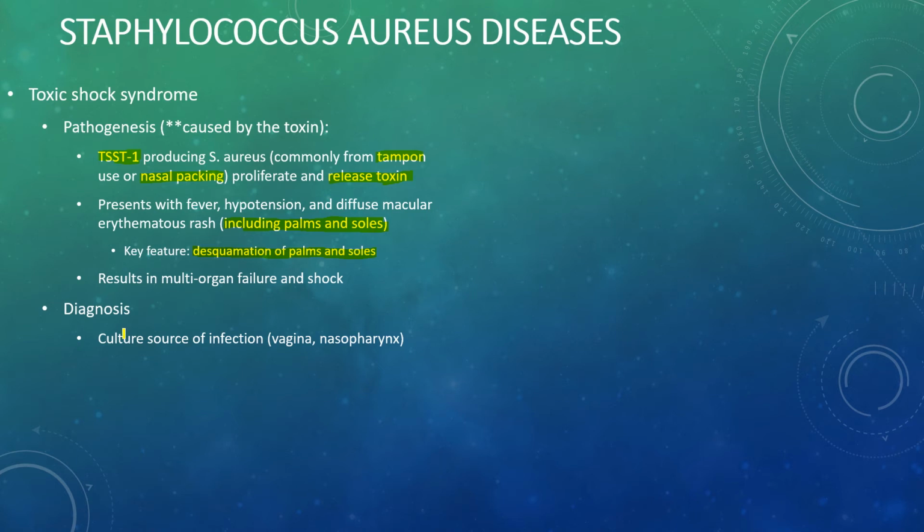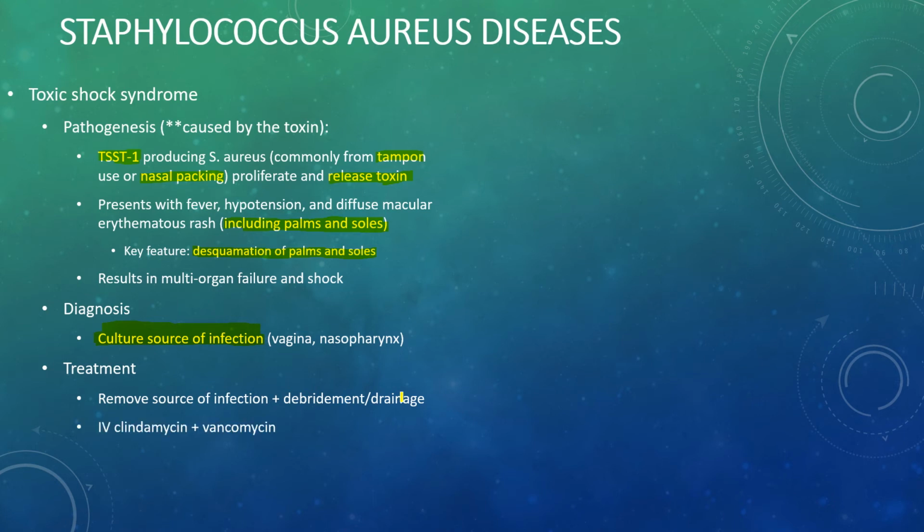Diagnosis: you need to culture the source of the infection. Remember, the source is the nasal packing or the tampon, so you need to culture whatever the source of the infection was. All right, very, very important. And the treatment: remove the source of the infection and debride or drain the area. So say we have the nasal packing, we want to remove that immediately and debride and drain that area so we don't make it get worse.